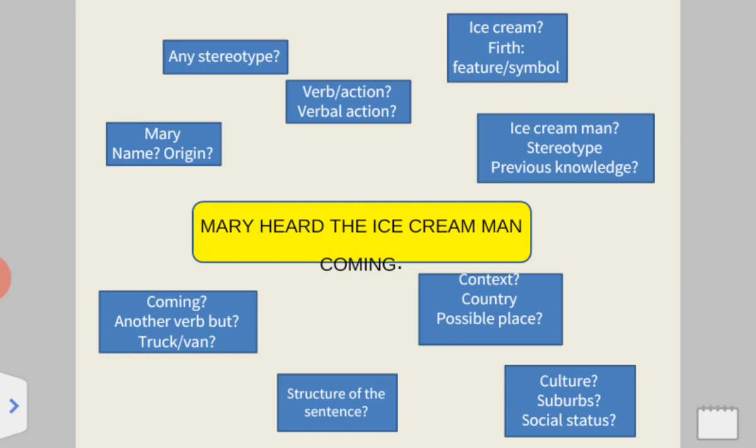So first of all, the first sentence, Mary heard the ice cream man coming, right? And around this sentence, we have a lot of elements that we can analyze. The first of all that we do in discourse analysis, and we've been talking about this since the beginning of the semester, is setting the context, right? And probably you may ask yourself, what can we do to set the context here? Probably you already have some insights on the importance of the context, right?